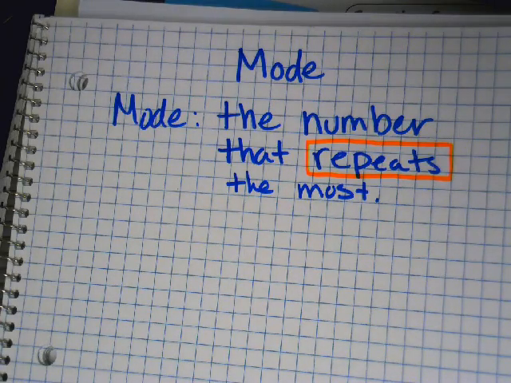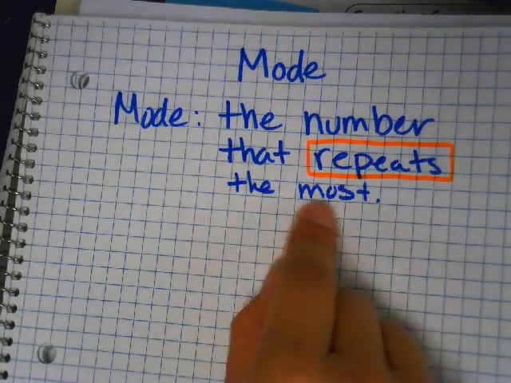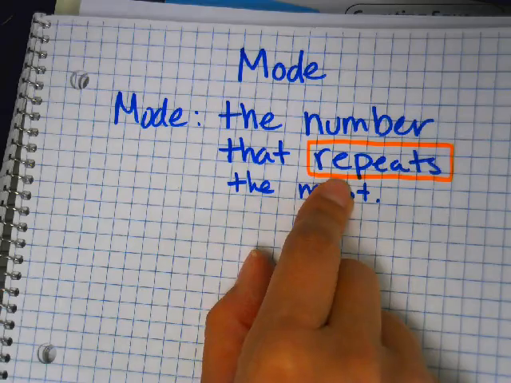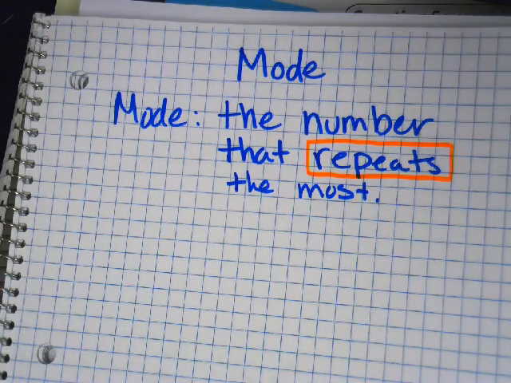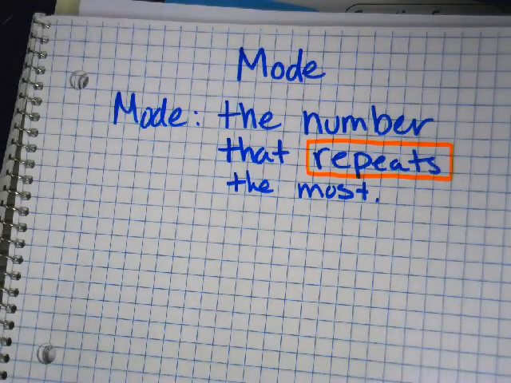All right. So, the number that repeats the most. That's just it. It's the number that repeats the most. There's no adding. There's no dividing. This is the easiest one, because all you have to do is look.